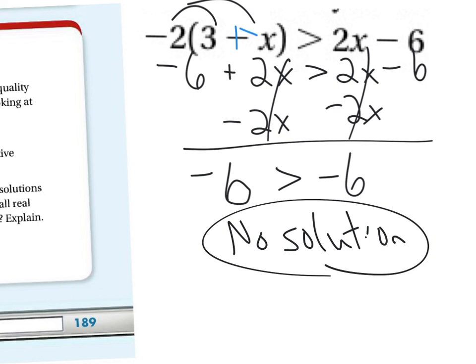If you look at the follow-up question, it says, what if the inequality symbol were greater than or equal to? So instead of greater than, if it was greater than or equal to, we'd have negative 6 is greater than or equal to negative 6, and then that would work. Then that would be actually all real numbers. So just sometimes a slight variation on the inequality symbol can make a difference between no solution versus all real numbers. So this gives you an idea of how to solve multi-step inequalities.